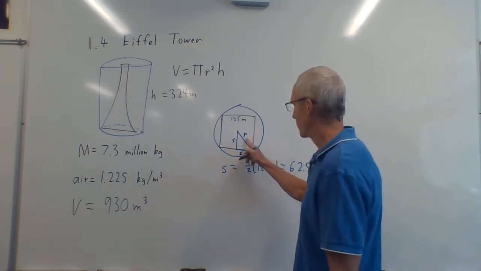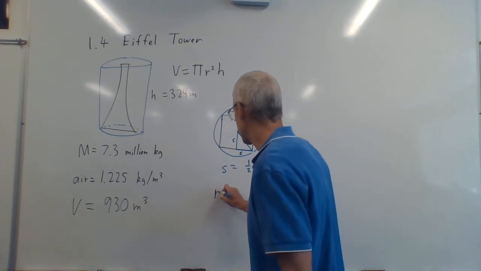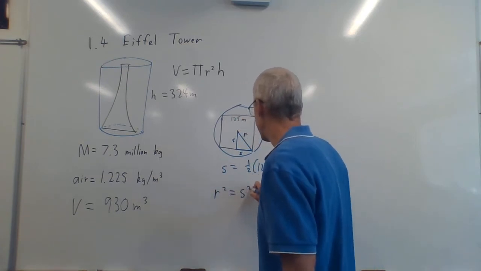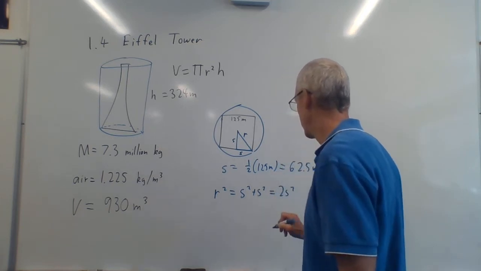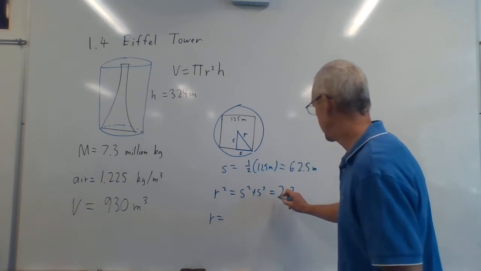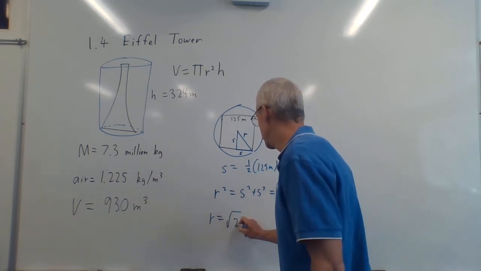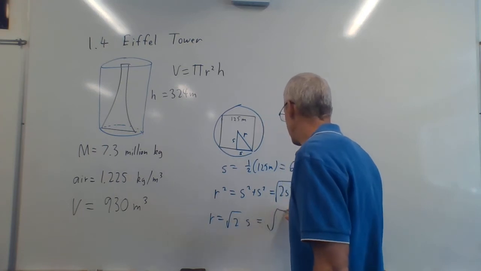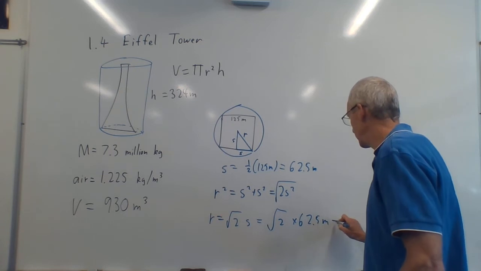So we can figure out the radius now by the Pythagorean theorem. So r squared is equal to s squared plus s squared, which is 2s squared. Take the square root of both sides. The radius is the square root of 2 times s, since the square root of s squared is s. So it's the square root of 2 times 62.5 meters.